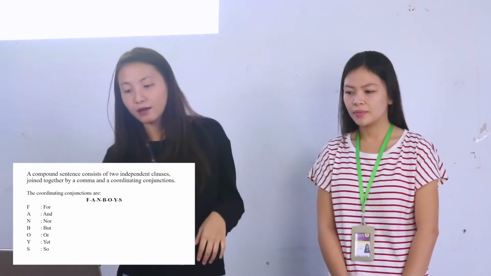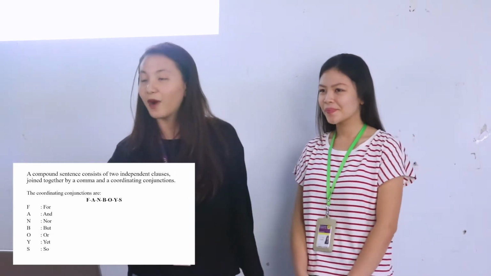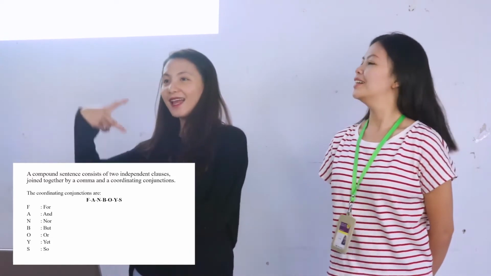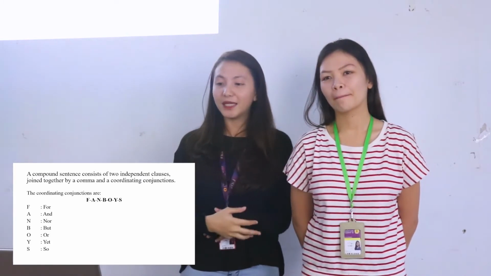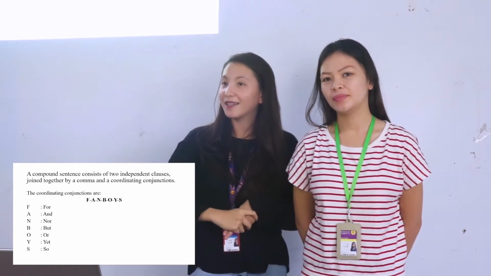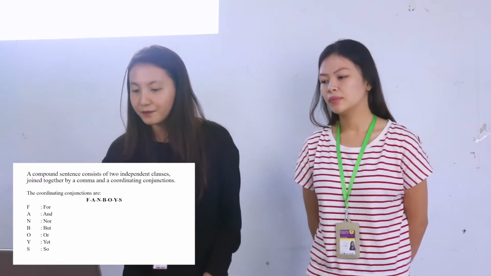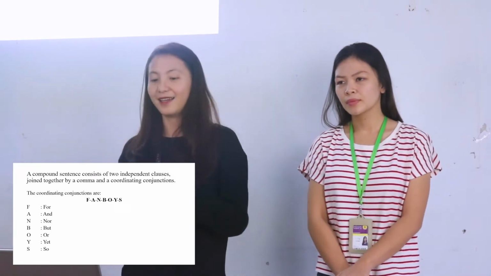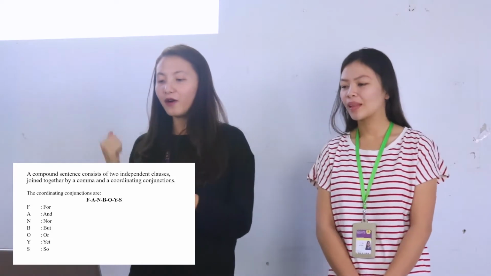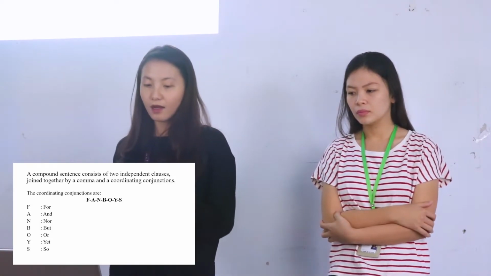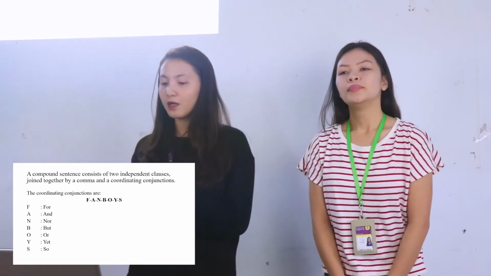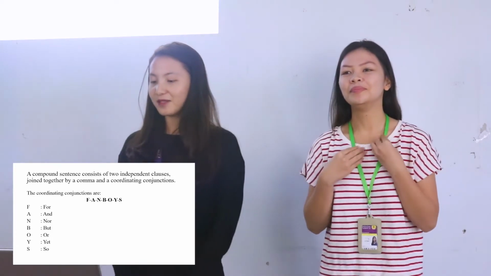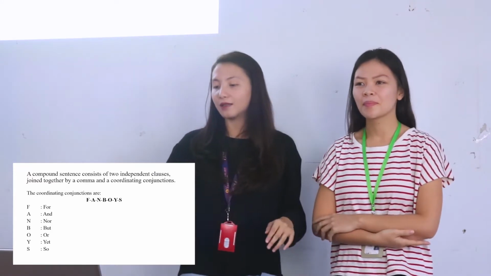So the coordinating conjunctions are FANBOYS. What is F? Do you know? For describes a reason, because and why. And describes showing additional information, and nor, for this nor, either. But describes contrast, and or describes a choice, making a choice. Yet is for describing a contrast, and so describes a result of something.